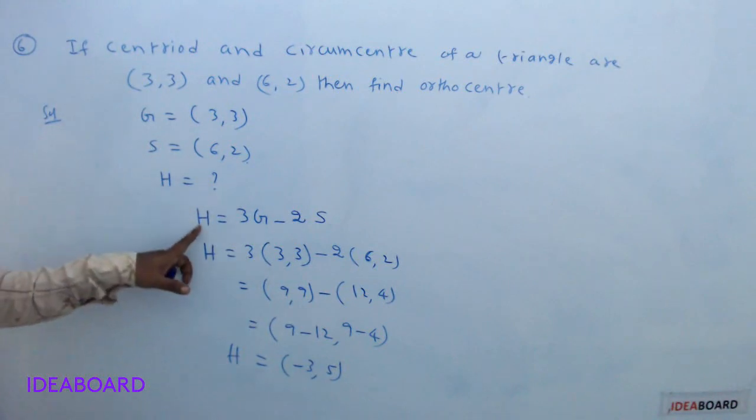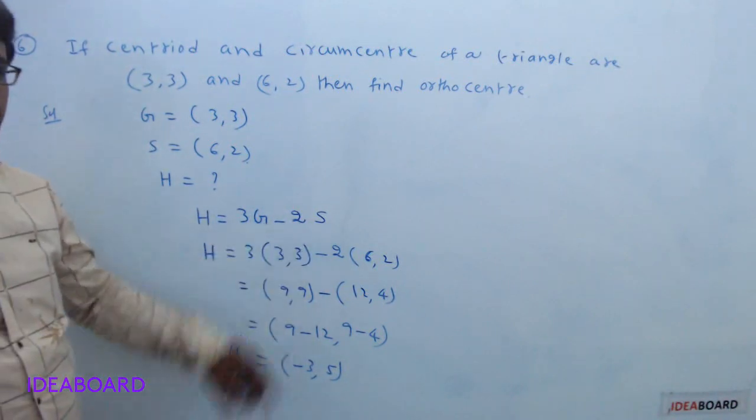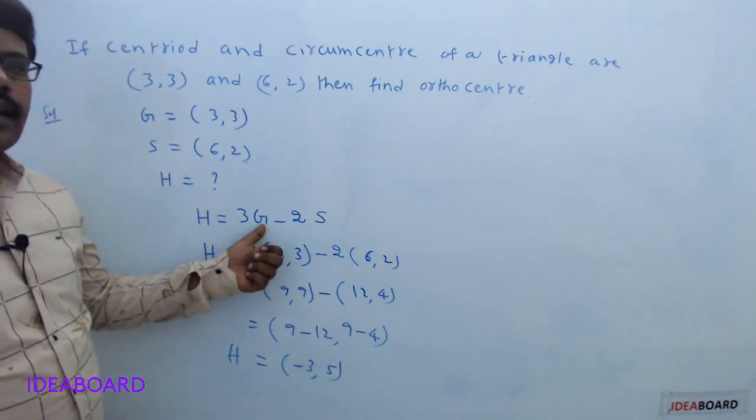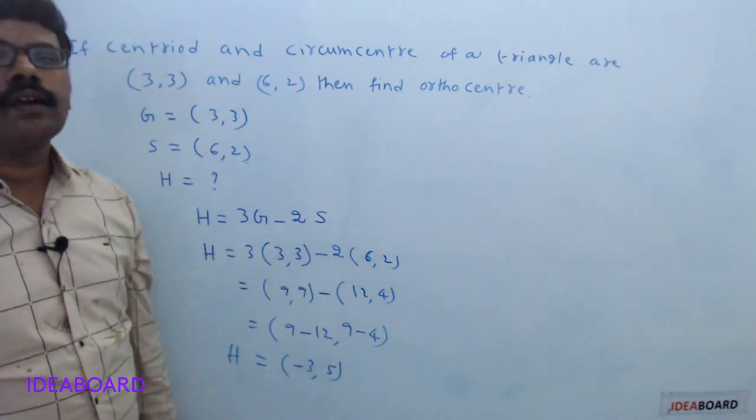So the relation between orthocenter, centroid and circumcenter is orthocenter H equals 3 into centroid minus 2 into circumcenter.